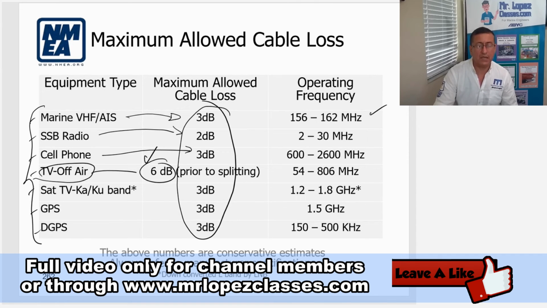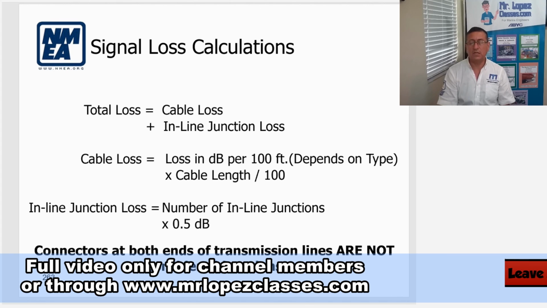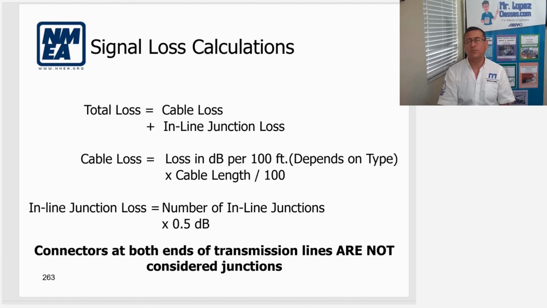Okay, my friends, this is the procedure to calculate the signal loss. The total loss is the loss on the cable plus the loss on the junctions. The loss in the cable is the loss in decibels per 100 feet, depending on the type of cable, times the length of the cable, all divided by 100. And the loss in the junctions is basically the number of junctions times 0.5. Both measurements are in decibels.